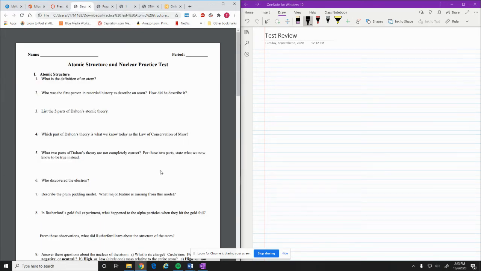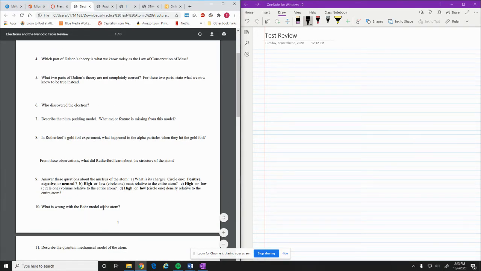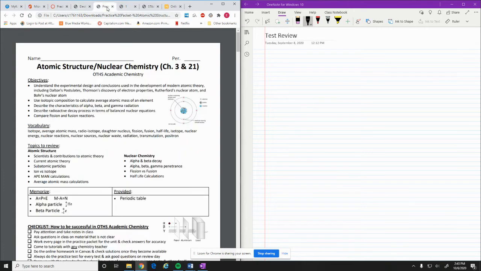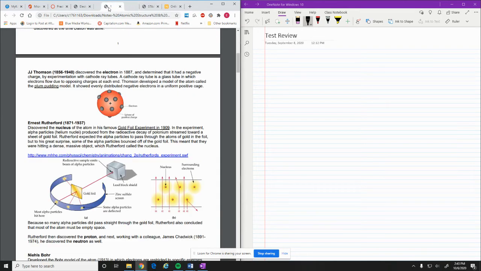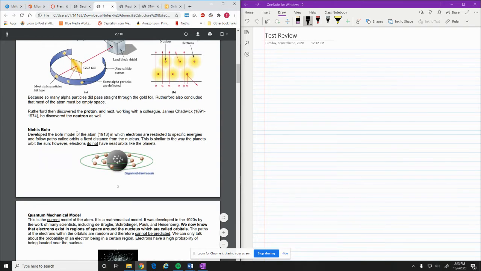All right. The next thing that you guys need to know is number 10. What is wrong with the Bohr model of an atom? Okay, so let's look at the notes again, and let's look at the Bohr model. He developed a model in which electrons are restricted to specific energies. So it shows this where the electrons are following this planetary-like orbit. However, electrons do not have neat orbits like the planet.